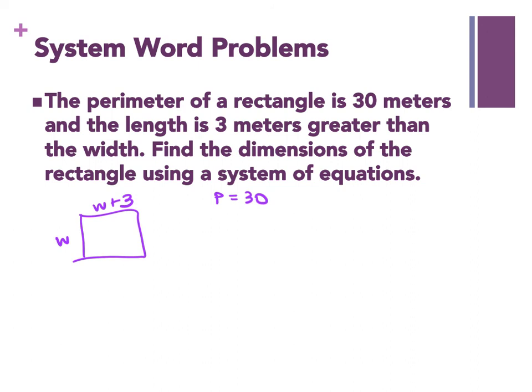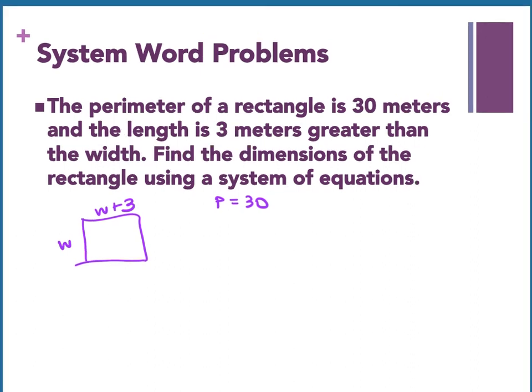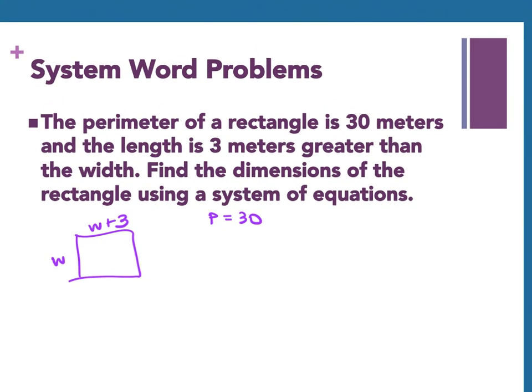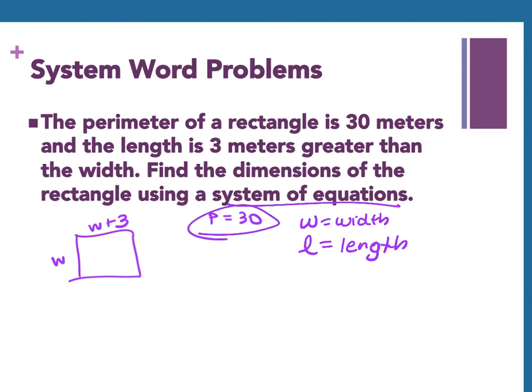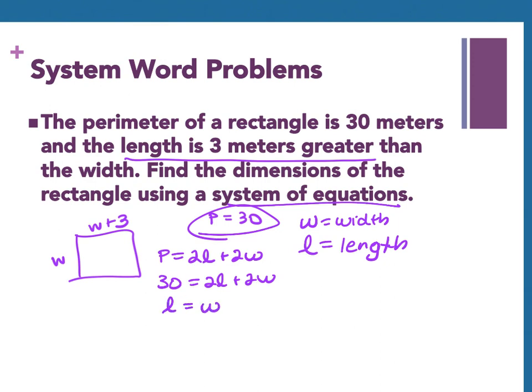Because it says find using a system, I want to set up two different variables. I could solve this with one variable, but I want two. So I can make W my width and L my length. The first thing I know is that the perimeter is 30. Perimeter equals twice the length plus twice the width, so 30 equals 2L plus 2W. The other relationship is that the length is 3 meters greater than the width, so L equals W plus 3.